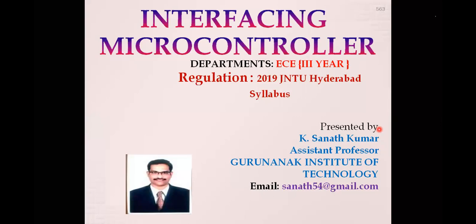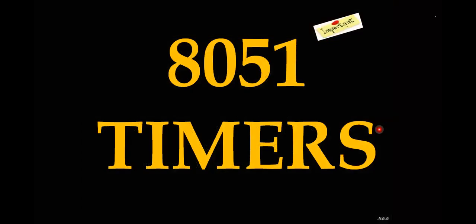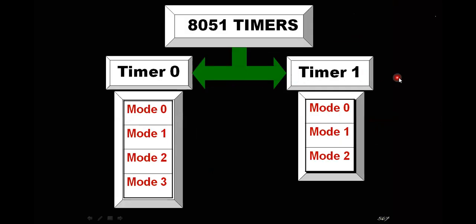Today I will explain the timer counter operation. 8051 timer programming. The 8051 microcontroller has two timers. One is timer 0 and the next one is timer 1.